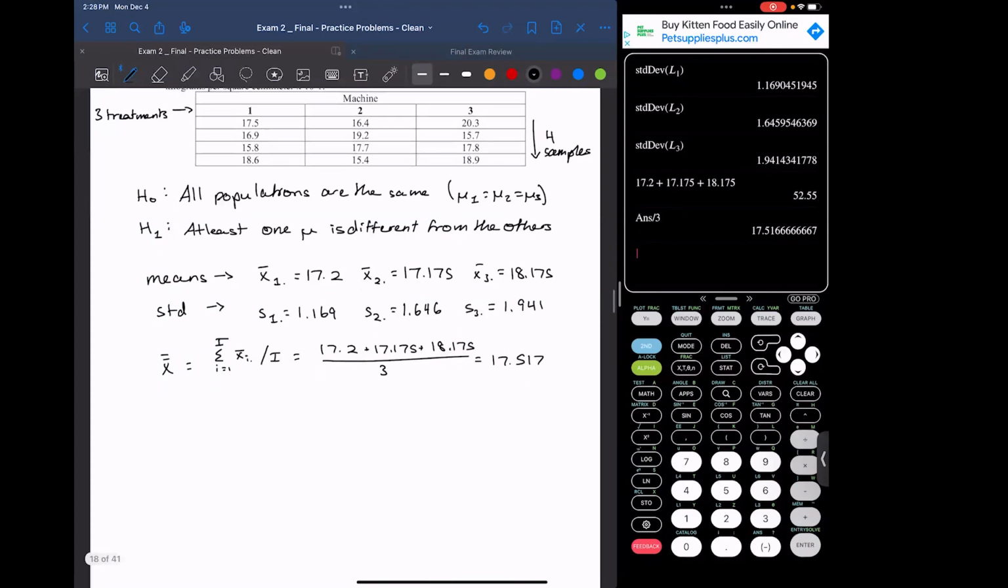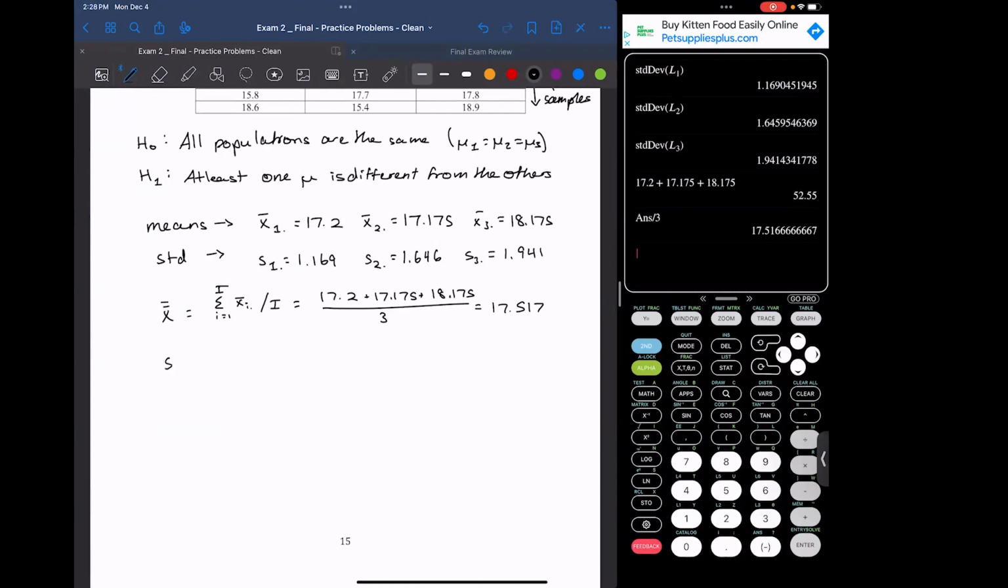The next thing that we'll calculate is SSTR. The formula we'll be using for that is the summation, for each of these treatments, of J_i times the quantity X_i bar minus the grand mean, squared. What you can do here is input this equation into a list.